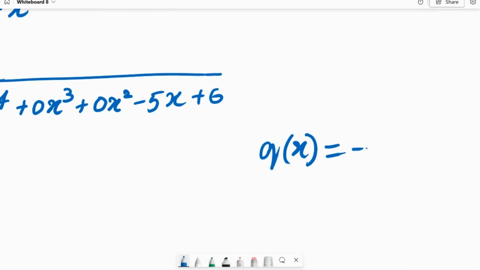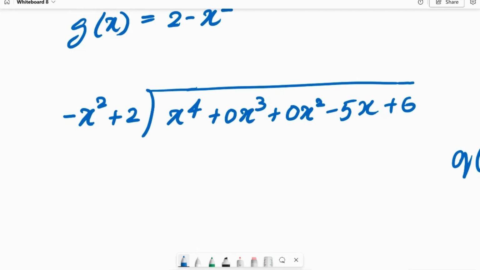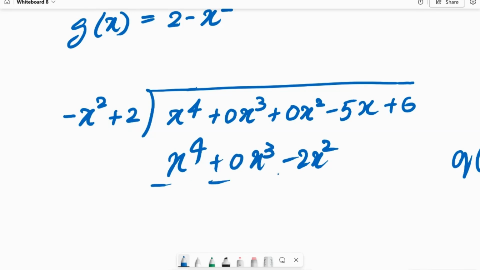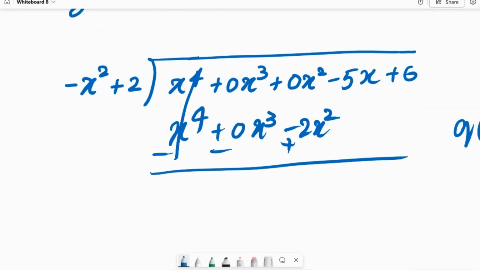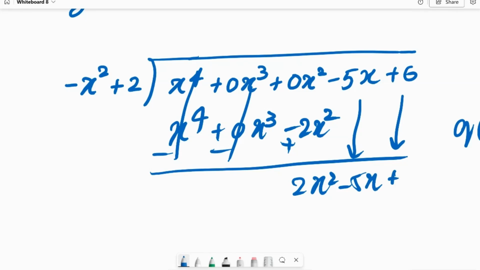So first term would be minus x square, and multiply every term with minus x square, you would get x power 4, and 2 into minus x square is minus 2x square. No x cube, so this would be 0x cube. Change the signs, minus, minus, and this would be plus. Now x power 4 minus x power 4 is 0. And we have 0x square plus 2x square, this would be 2x square. And let's bring these both terms here, minus 5x plus 6.